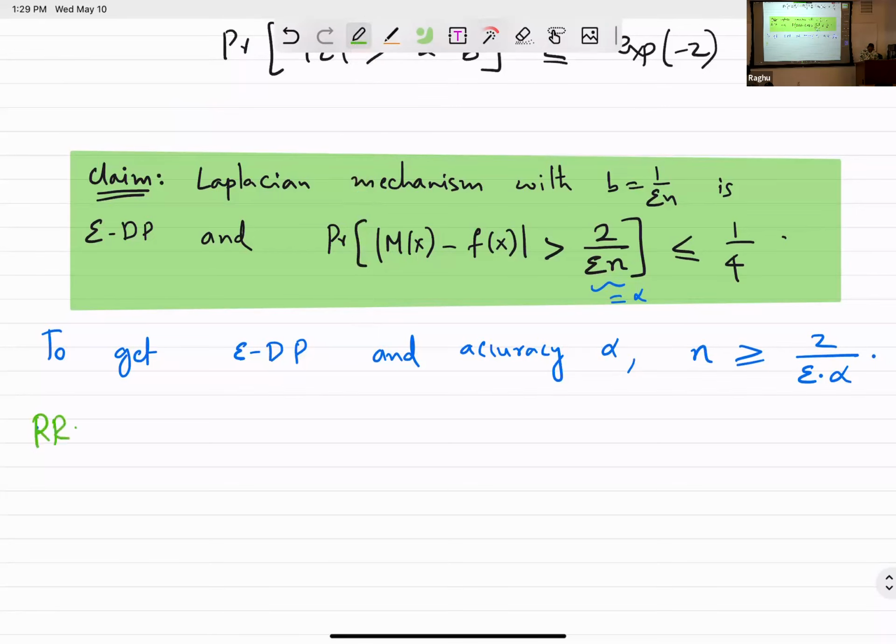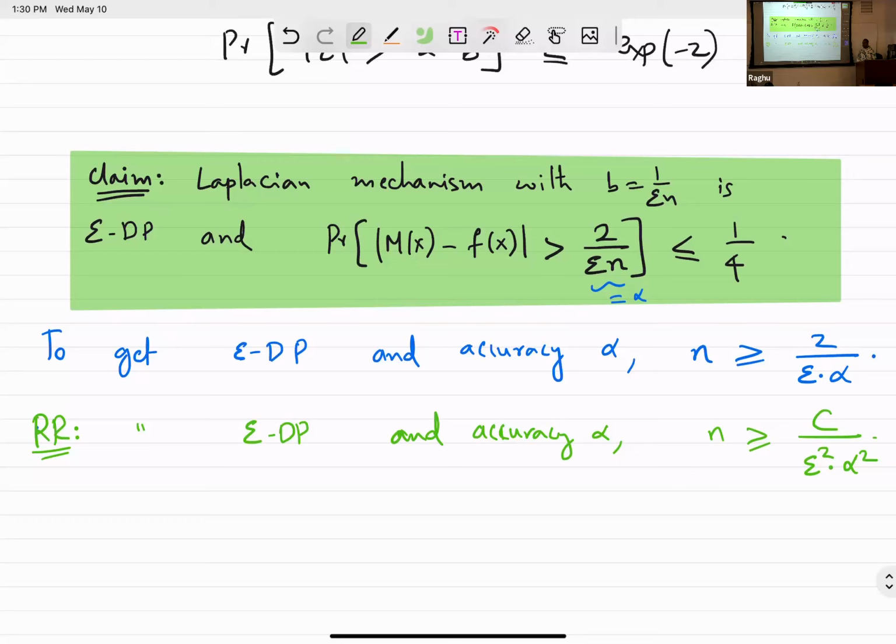So randomized response said, to get epsilon differential privacy and accuracy alpha, you needed n to be some big constant times 1 over epsilon squared alpha squared. Okay. So randomized response required a quadratically worse number of users compared to the Laplacian mechanism. Even though it looked like a good thing to do at the beginning, it's not as good as the Laplacian mechanism.